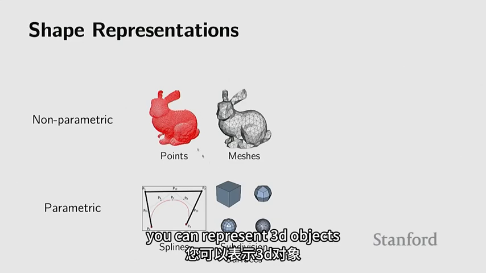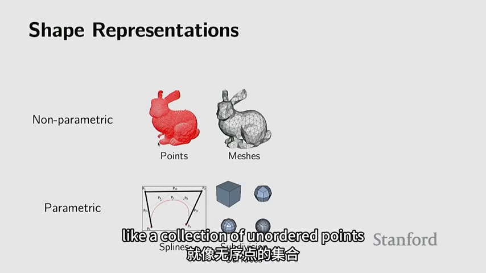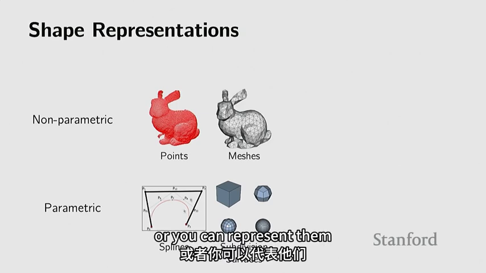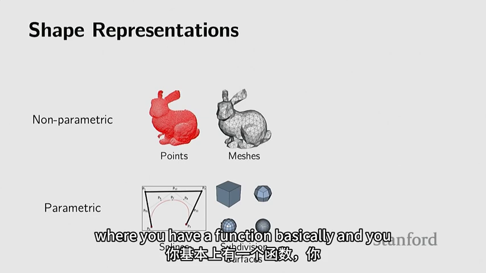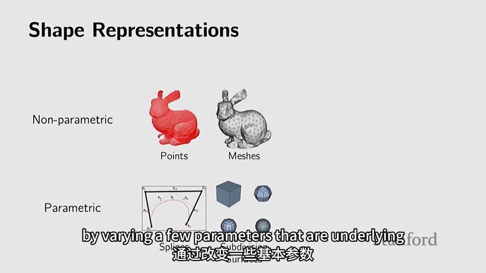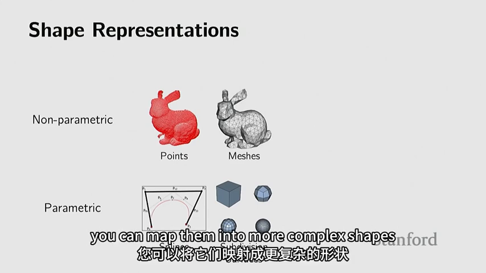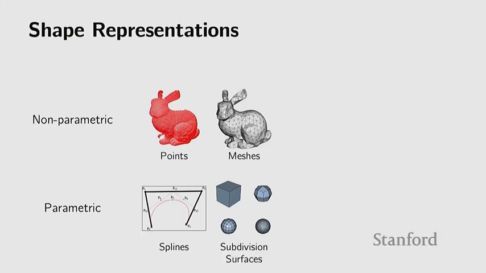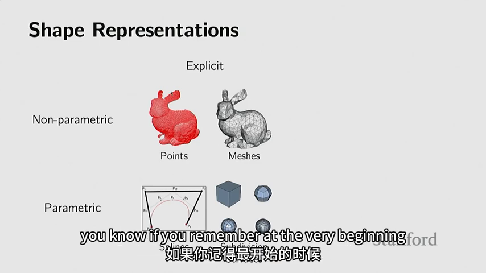You can represent 3D objects in a non-parametric way, like a collection of unordered points, or their connections as meshes, or you can represent them in a parametric way, where you have a function, and by varying a few parameters that are underlying the true degrees of freedom of the object geometry, you can map them into more complex shapes.